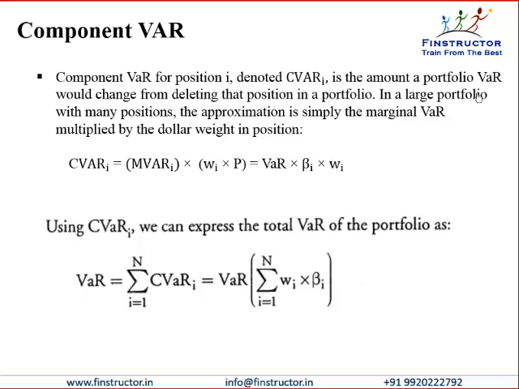Component VAR is the amount a portfolio VAR would change from deleting a position in the portfolio. So in a large portfolio with many positions, if we delete one position, then the component VAR can be approximated again as the marginal VAR multiplied by the amount that you have deleted, that is the weight of that position multiplied by the value of the portfolio. The sum of the component VARs will equal the VAR of the portfolio.